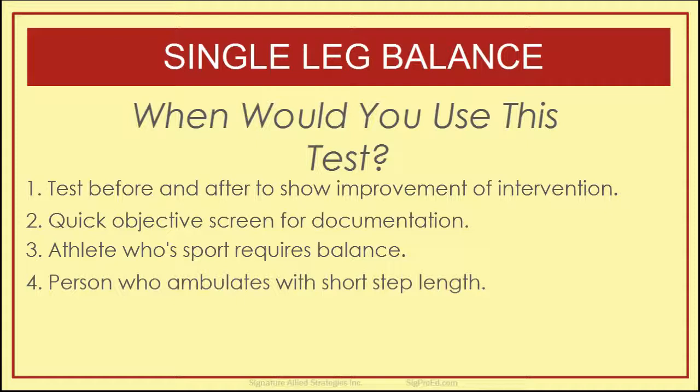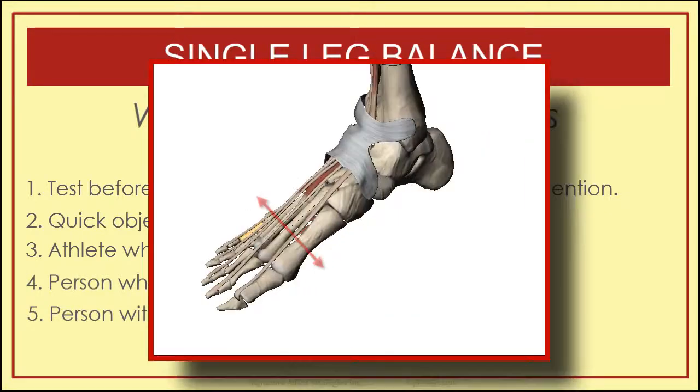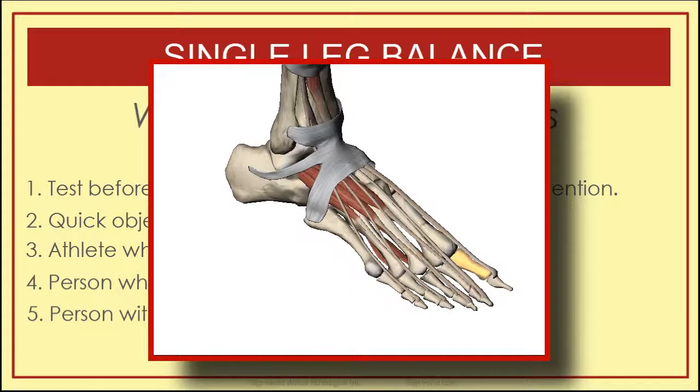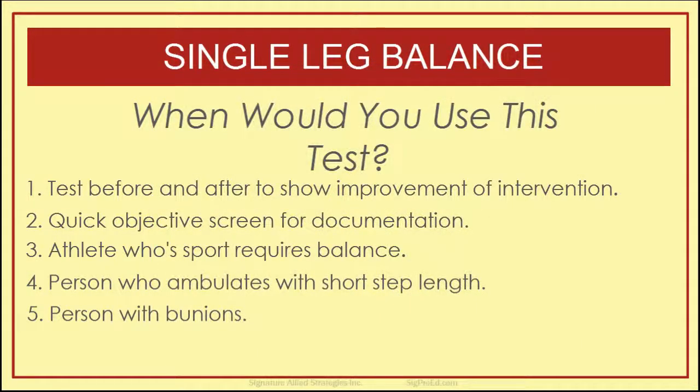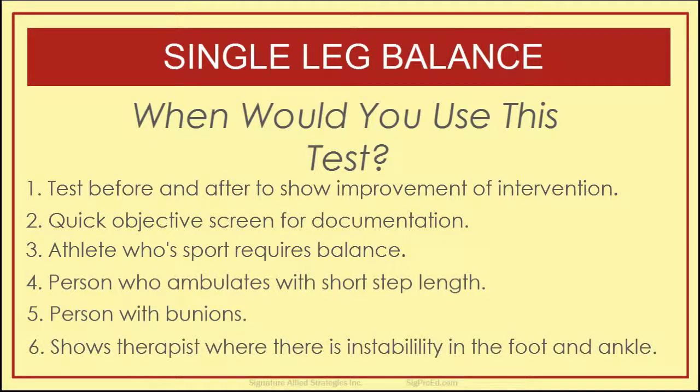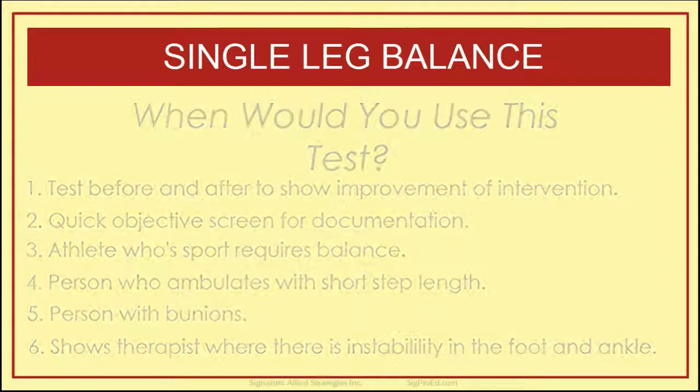It would also be used to maybe determine why somebody might have bunions. If a patient stands on one foot and they have instability at the midfoot, the area of the bunion at the first metatarsal phalangeal joint or on the fifth metatarsal phalangeal joint may become mobile and irritated by the shoes, and that could be a reason why somebody has bunions. It will also show the therapist where there is instability in the foot and ankle, and then we will go back to our reasons for instability and determine why the patient has instability there.